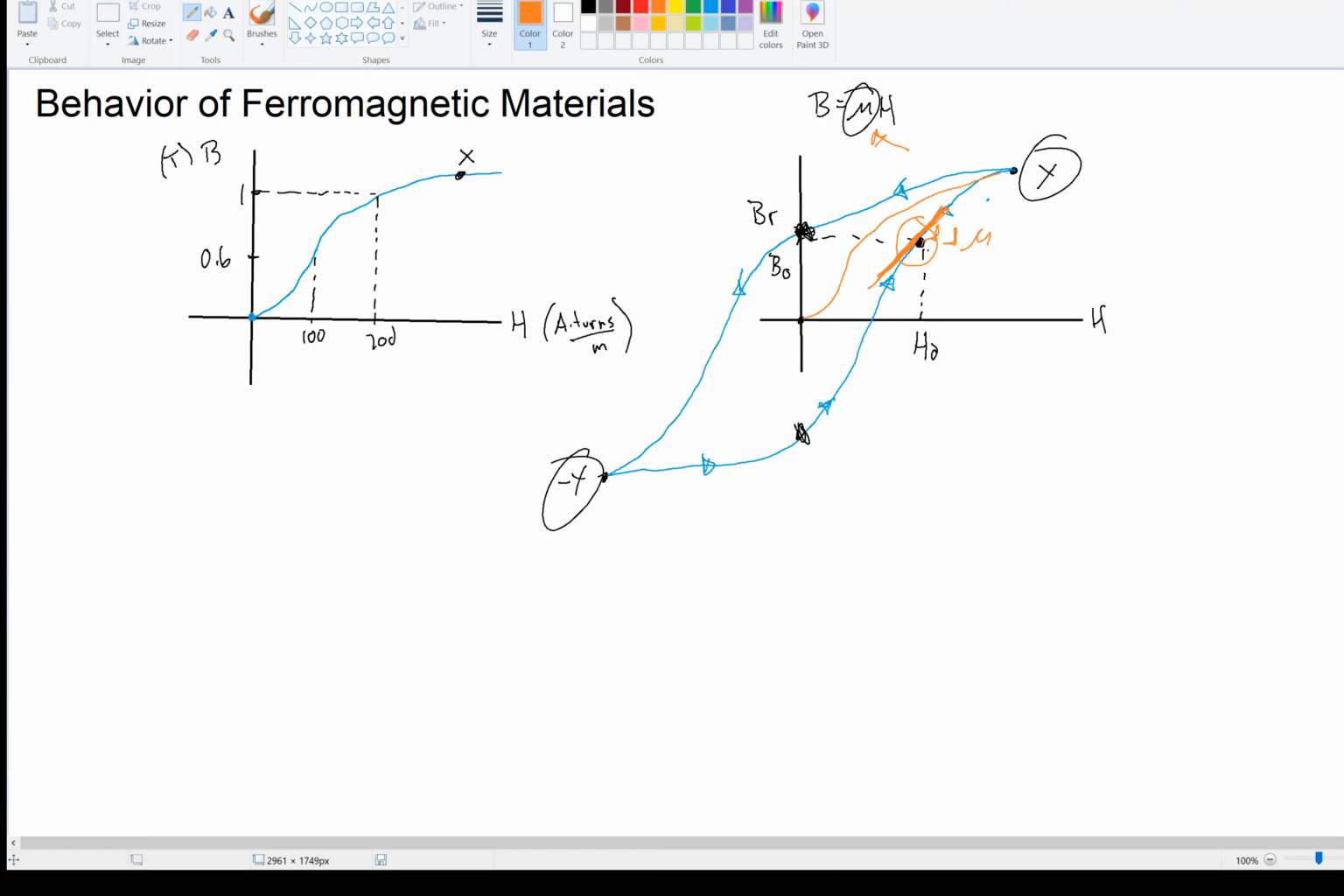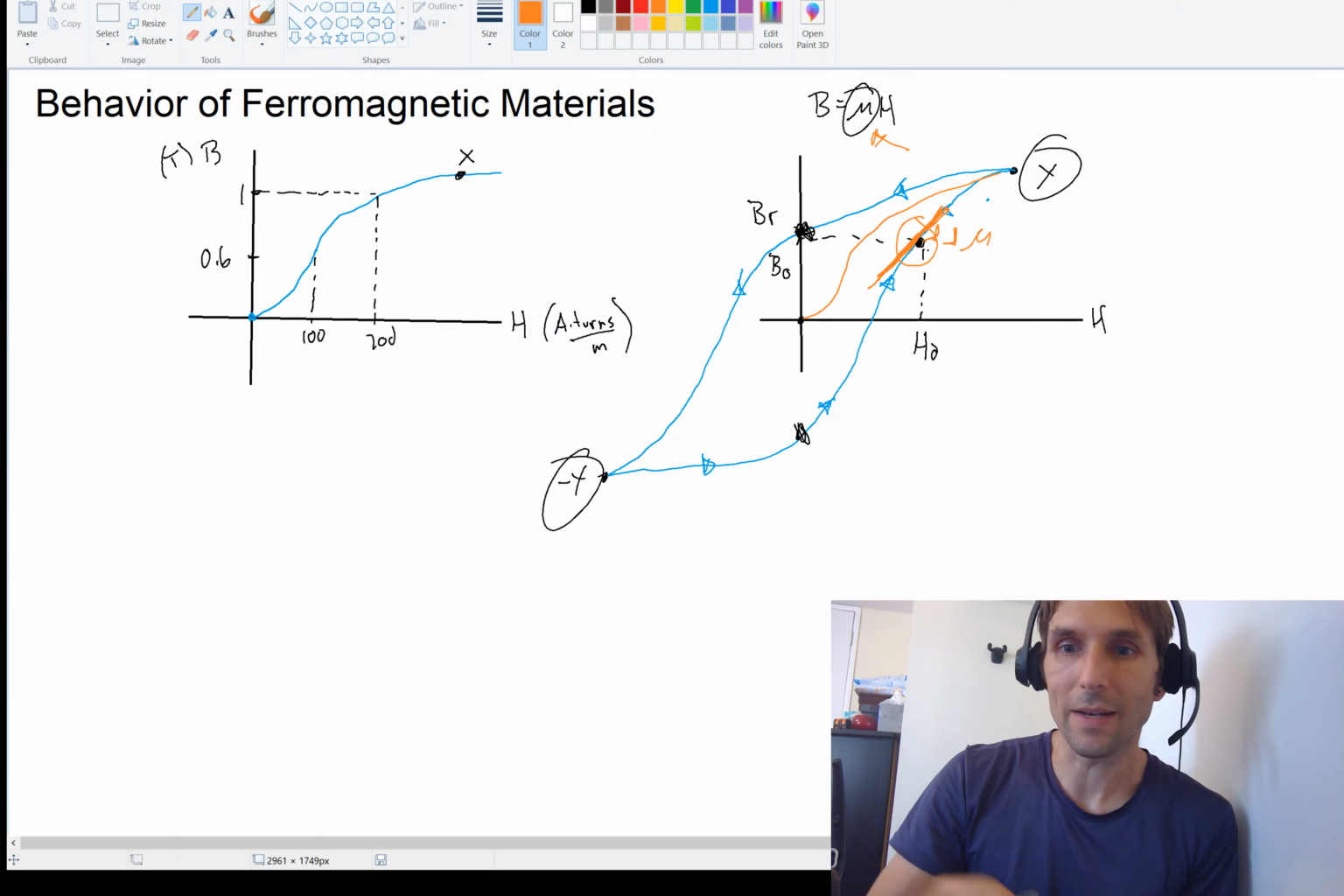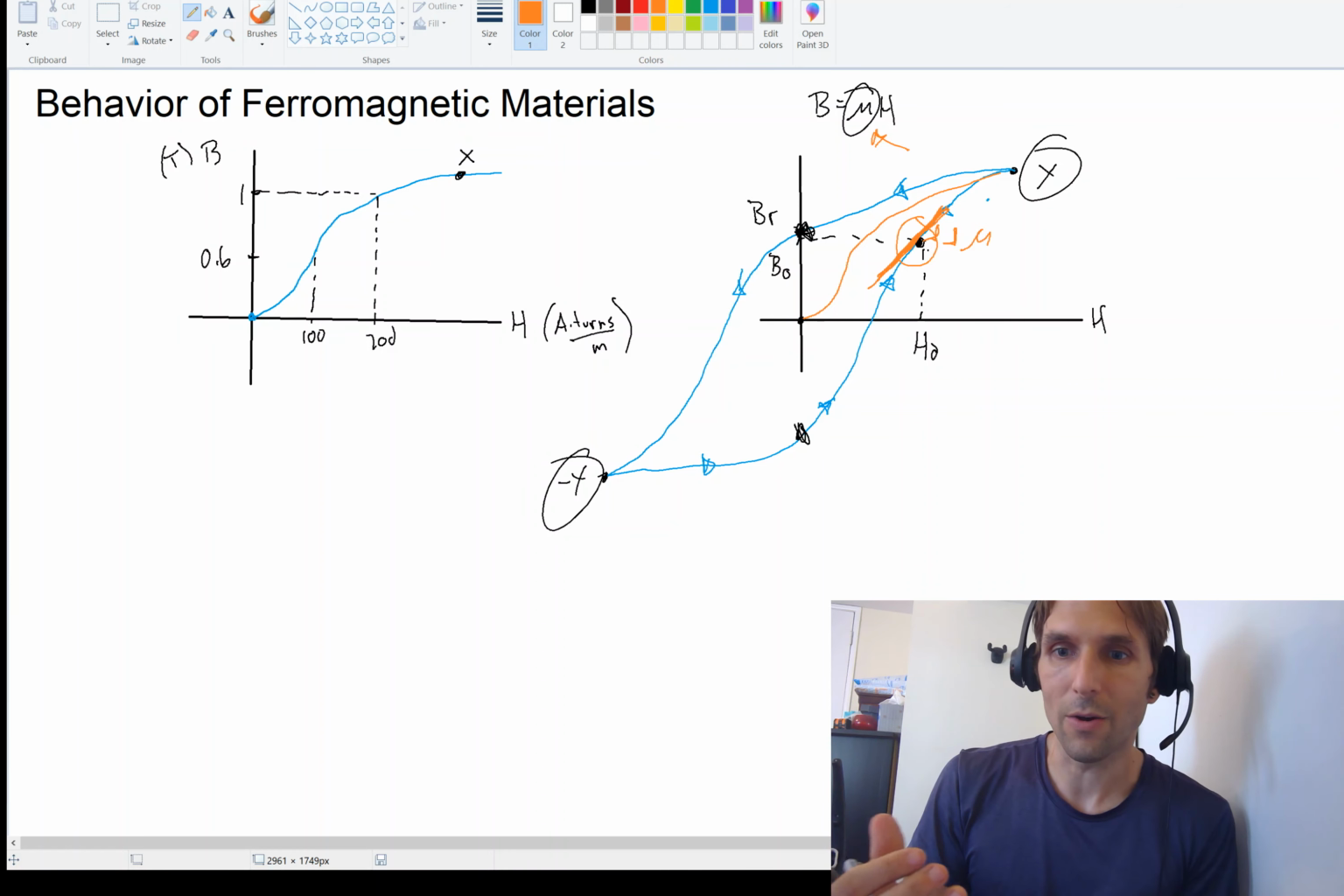Okay, so that's all I wanted to say regarding ferromagnetic materials. Let's continue on now and let's look at some examples with magnetic circuits.